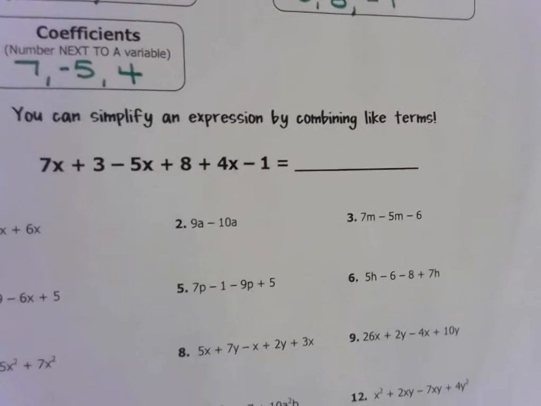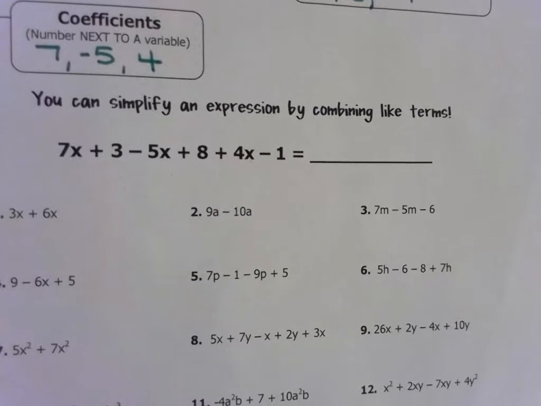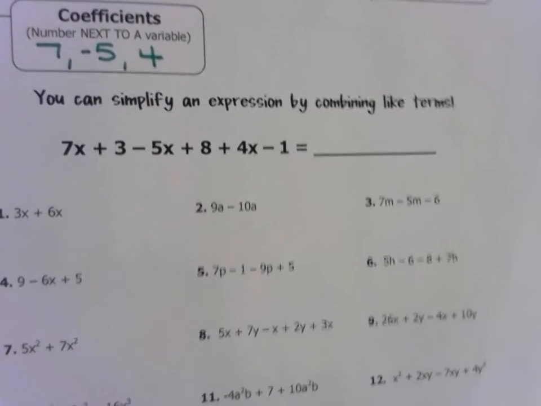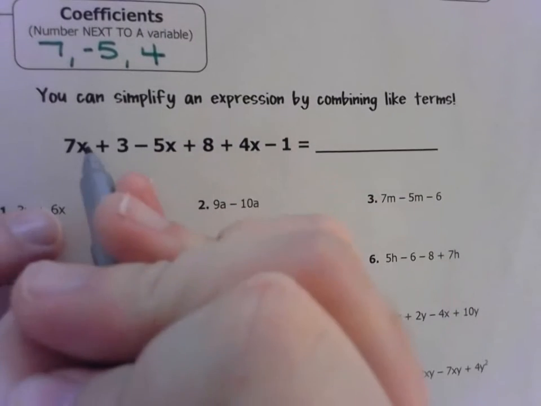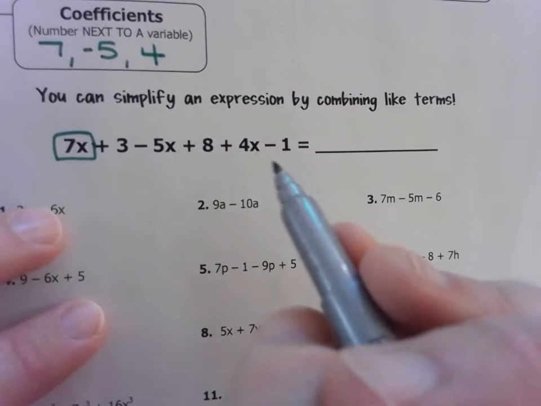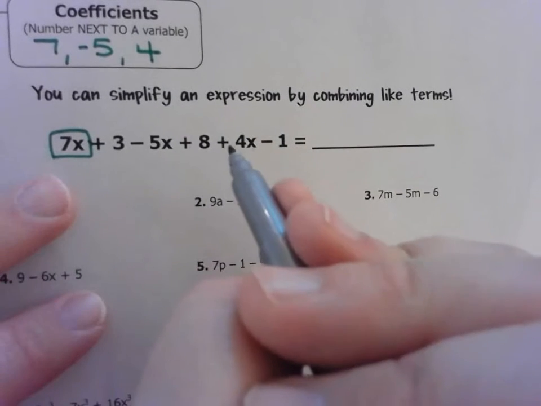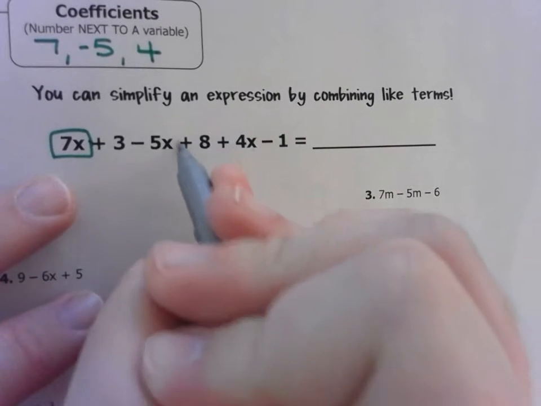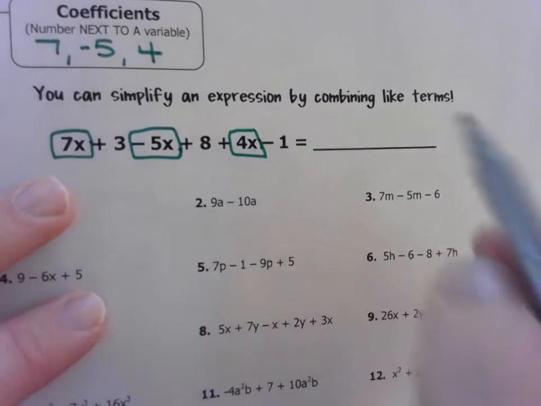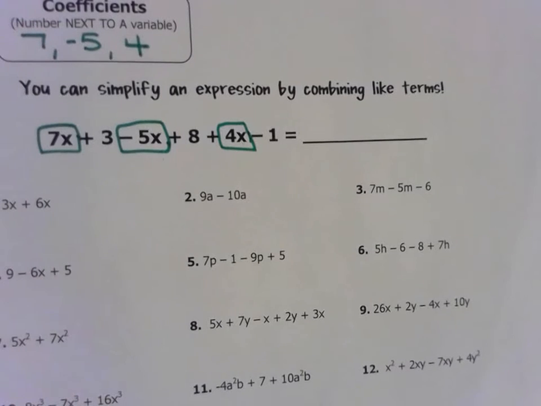Okay, so you can simplify an expression by combining like terms. So what we're going to look at is when I say a like term, I mean they have to have the same variable and the same exponent. So what I look at first, if I look at my 7x, what terms in here are the same or like 7x? Negative 5x and what else? 4x.